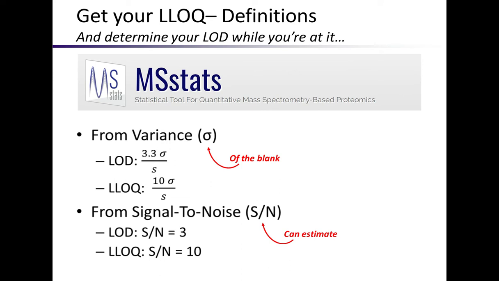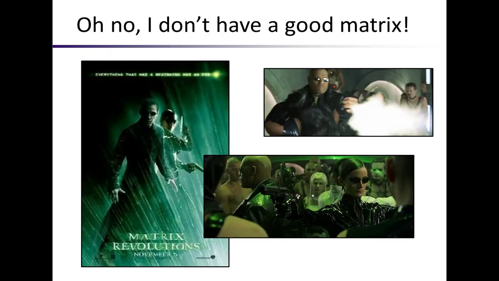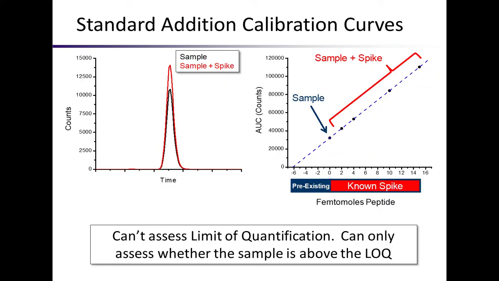All right, so I'm going to switch gears a little bit here because I've talked a whole lot about spiking something into an exogenous matrix. In this case, most of this was done in chicken serum. But what if I don't have a good matrix? What if I only have the third and worst matrix? I have to use my sample itself as a matrix.